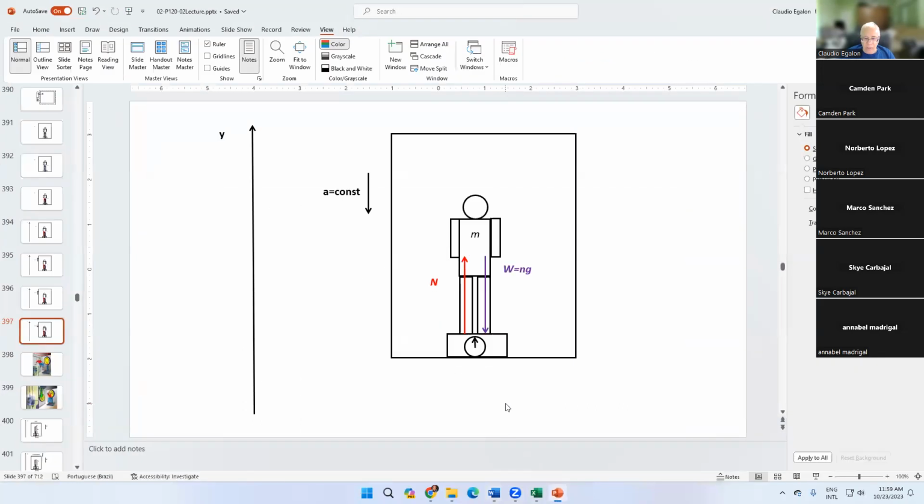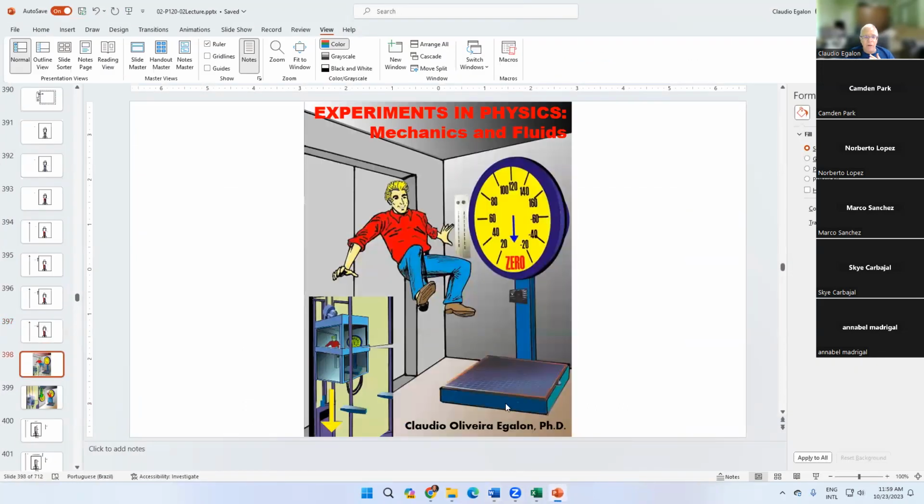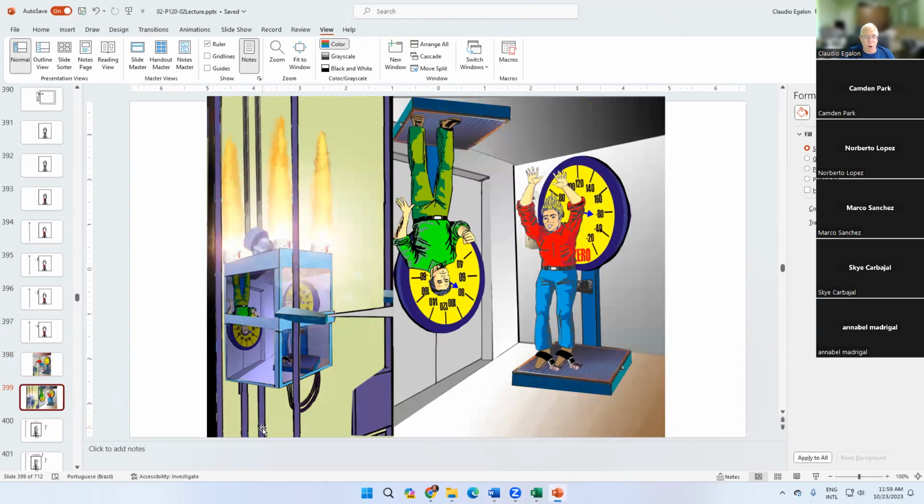And that's exactly what you get when the elevator is accelerating downwards, when you cut the cable of the elevator. You float there inside the elevator. But then something else interesting happens if you accelerate the elevator even more. Not just cut the cable, but install some rocket engines at the top of the elevator to make it accelerate at twice the acceleration of gravity, 20 meters per second squared. What happens in this case?